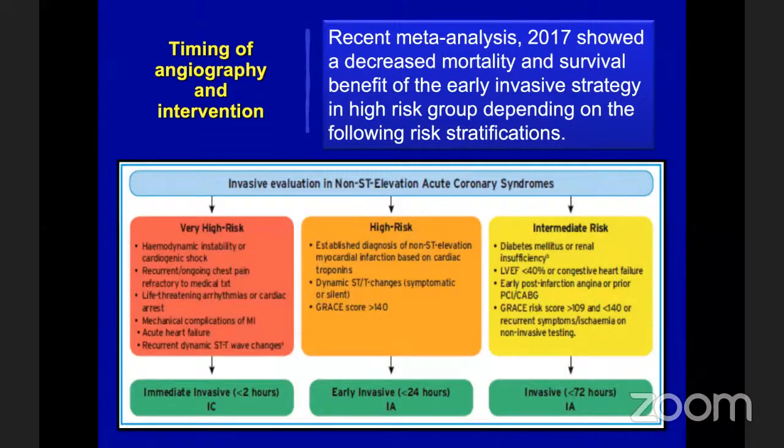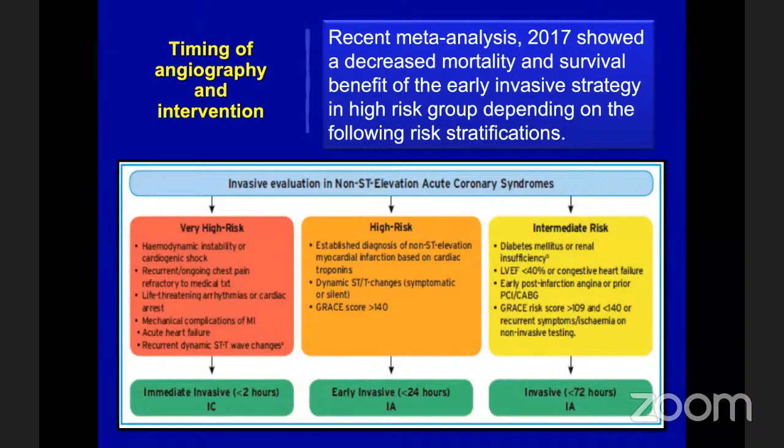They classify patients with acute coronary syndrome, non-ST elevation myocardial infarction, according to their presentation into 3 categories. Those with an established diagnosis of non-STEMI and hemodynamic instability or cardiogenic shock, or recurrent or ongoing chest pain refractory to medical treatment, or associated with life-threatening arrhythmia or cardiac arrest, or mechanical complication, or acute heart failure, acute pulmonary edema, are classified as very high risk. This group will benefit from immediate invasive coronary angiography before 2 hours.